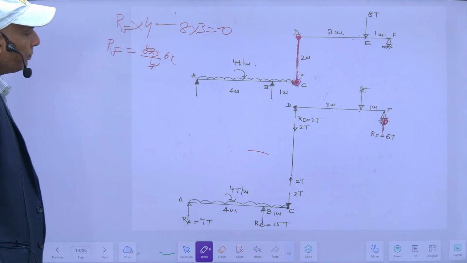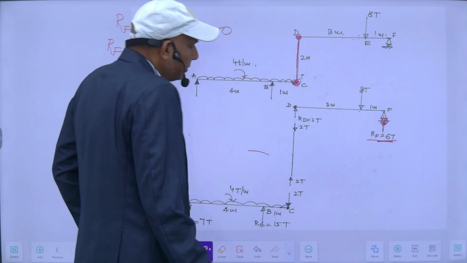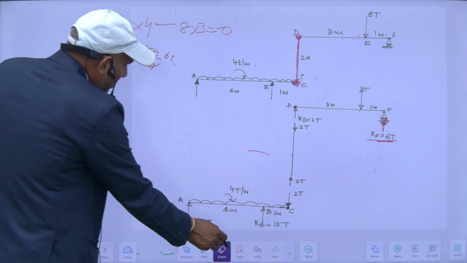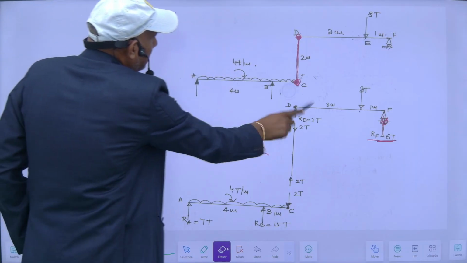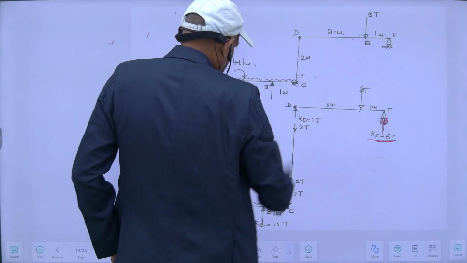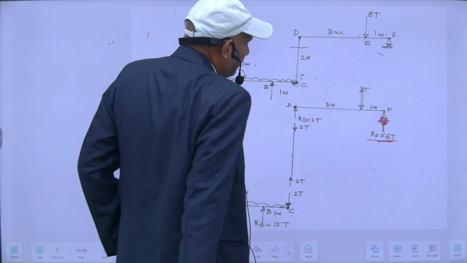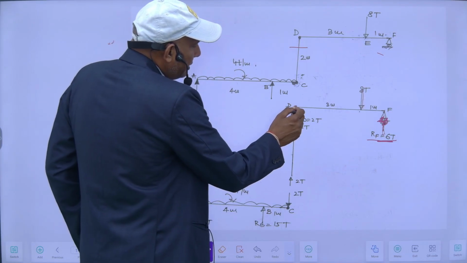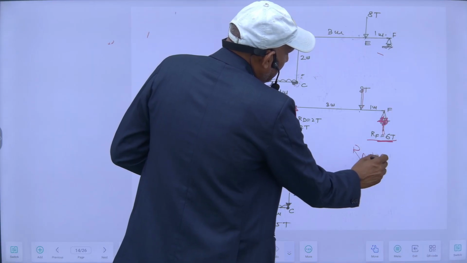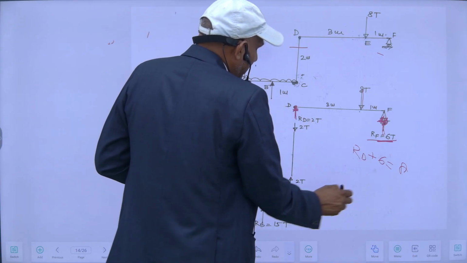So let's start from here. So this is 6 kilonewton. Suppose if I want to draw the free body diagram of this DF portion, it will be like this. If I cut it from here, then since this is 6 kilonewton, this is 8 kilonewton. It means my reaction here, this RD plus this 6 should be equal to this 8. So RD means 2 kilonewton. So this is 2 kilonewton.